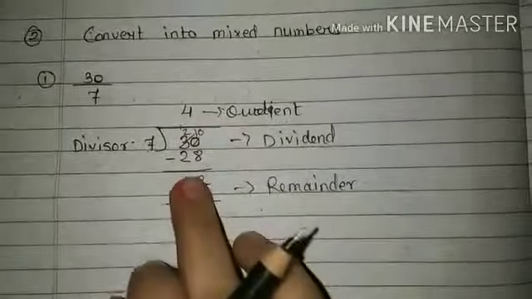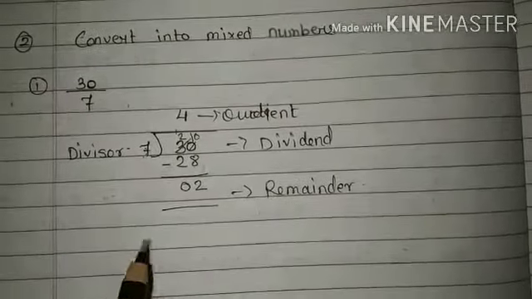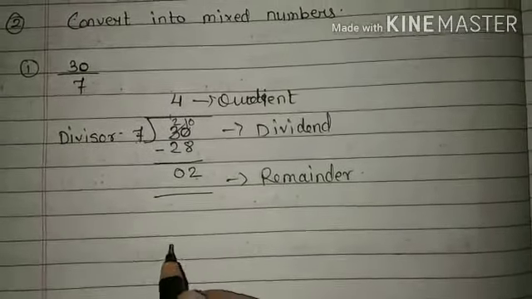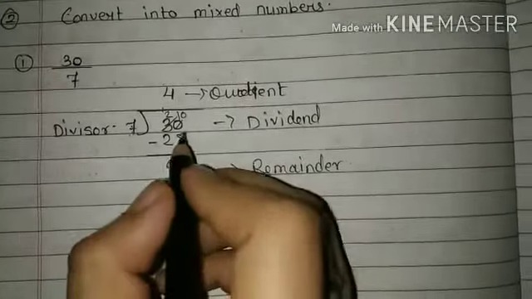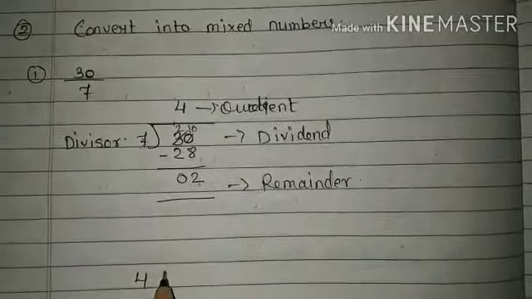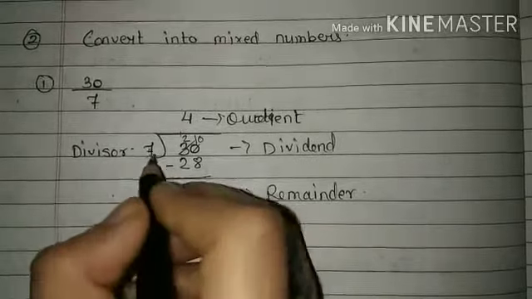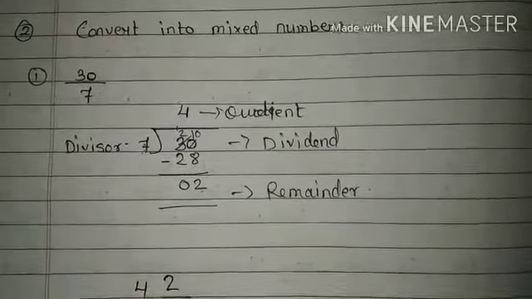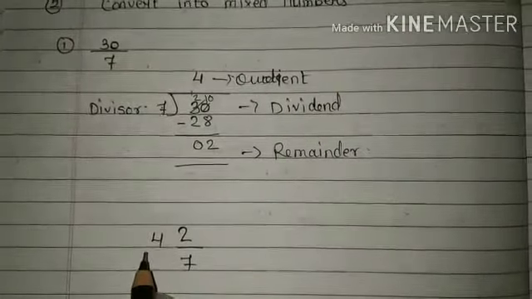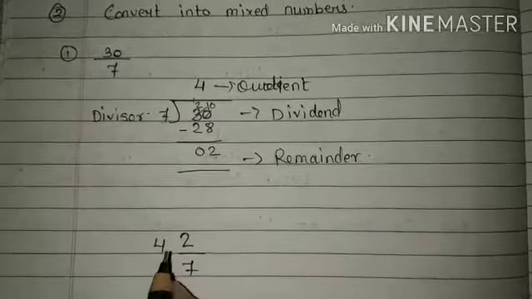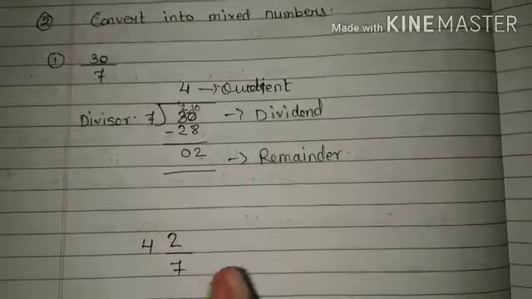Once we have done with this division, we have to write this in mixed numbers. How to write? First we have to write the quotient. So we will write 4. Then we have to write the remainder. So we will write 2. And in the last, in the denominator, we have to write 7. So this is the answer in mixed numbers. So this way we have to solve if we have to convert fractions into mixed fractions.